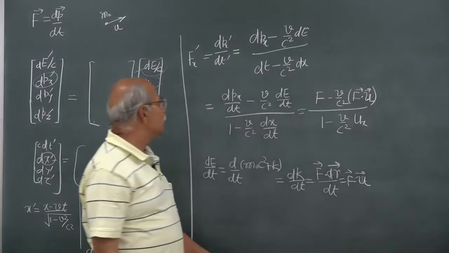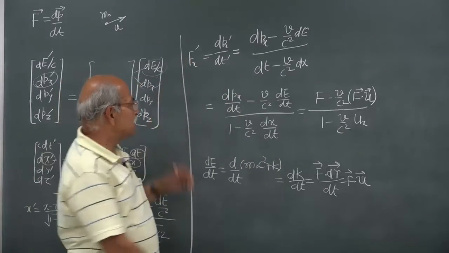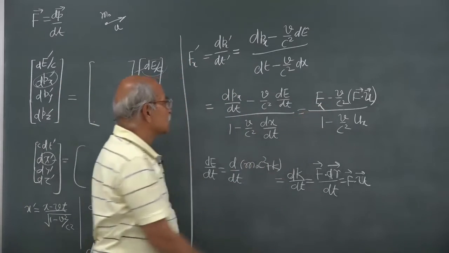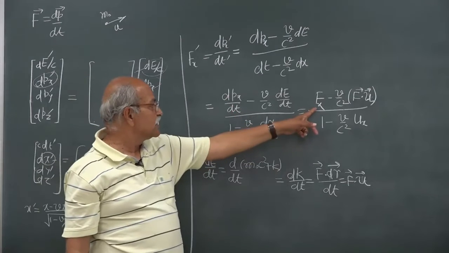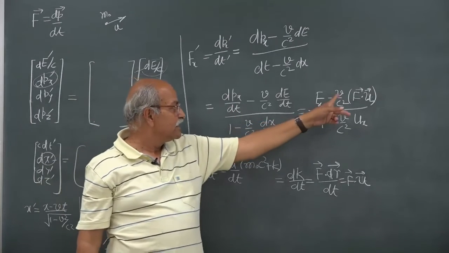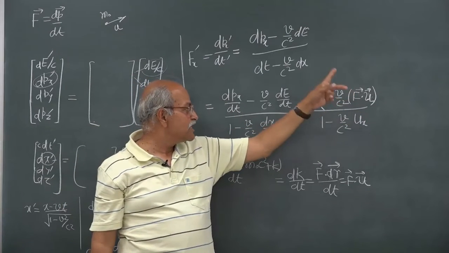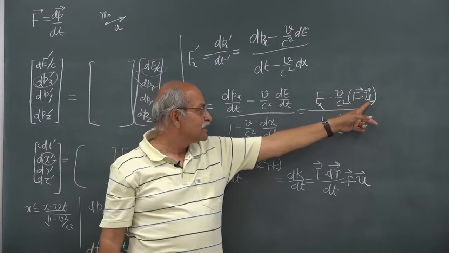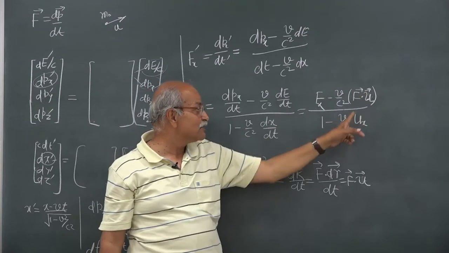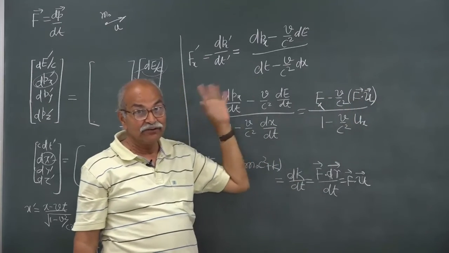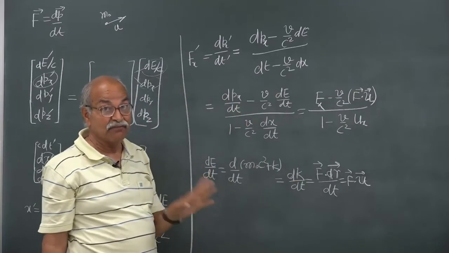So, that is the transformation between fx prime and fx. It is not only fx coming in, it is fx, fy, fz, everything coming in, and then the particle velocity is also coming in. So, that is how the x component will transform.